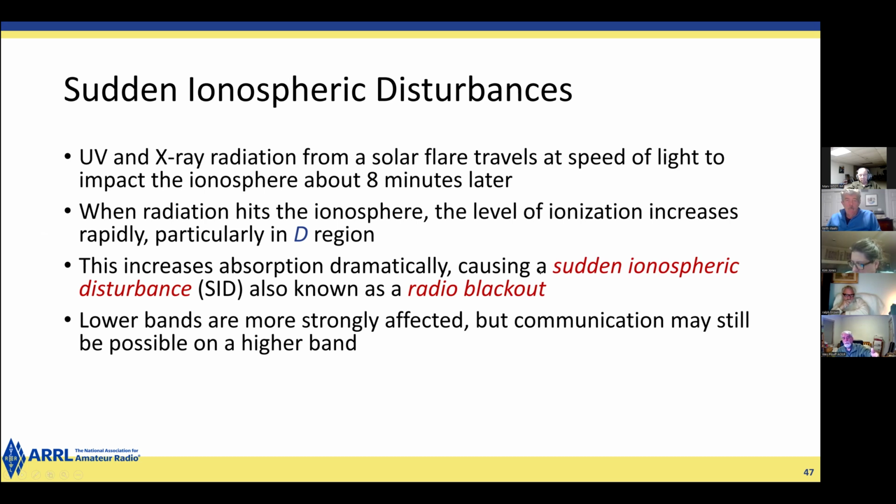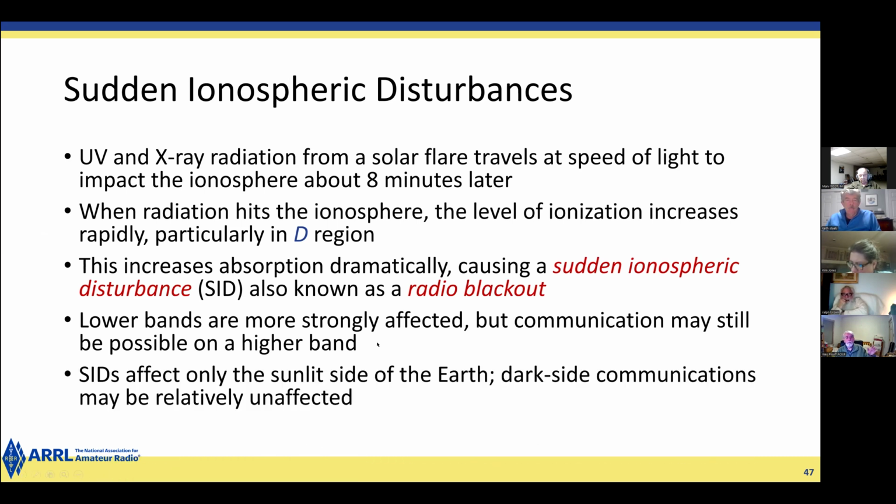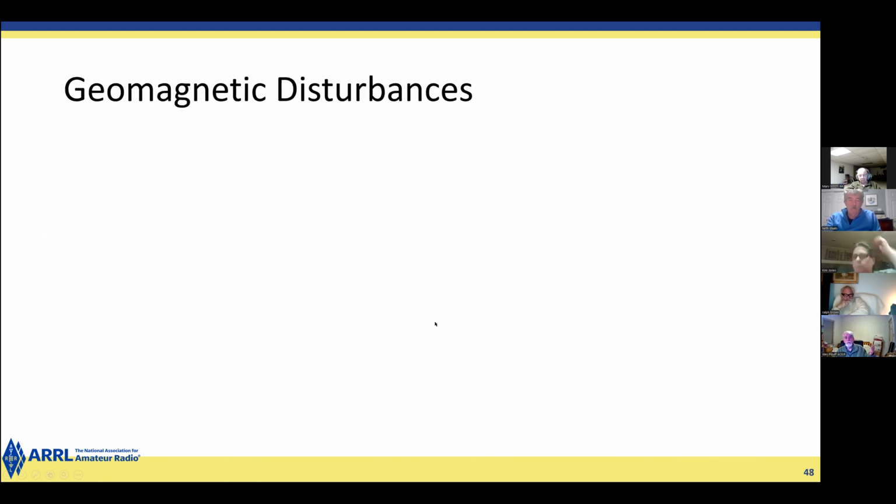I'm sorry, solar flares, which are just ultraviolet and X-rays, can cause brief disturbances. They can cause radio blackouts, and the lower bands are more strongly affected. Now, this never affects VHF. The higher HF bands sometimes, and the lower HF bands more often. And they only affect the sunlit side of the Earth because it's just solar radiation. It's not charged particles.